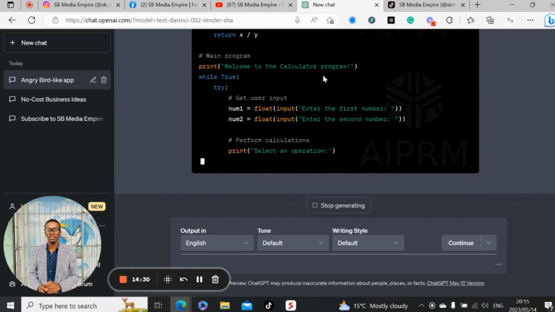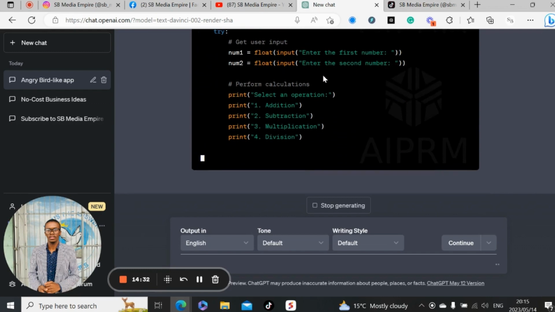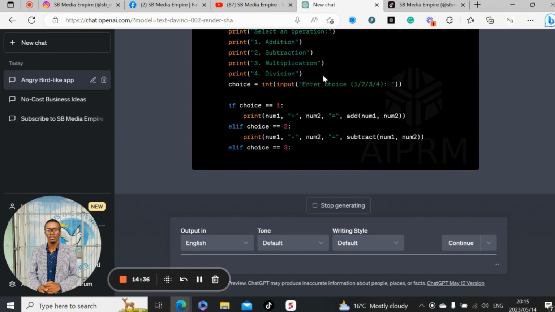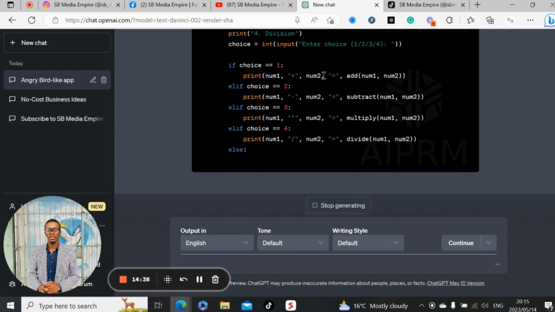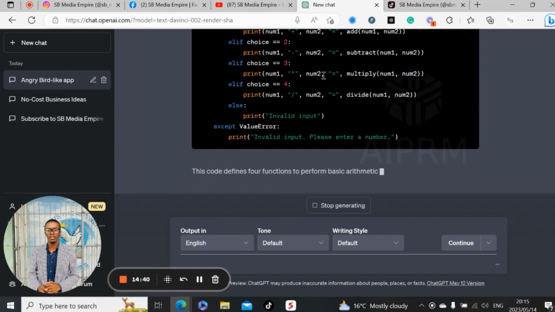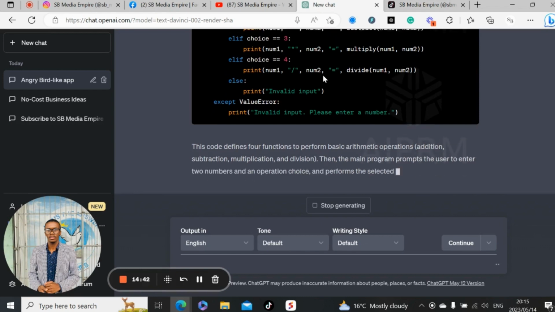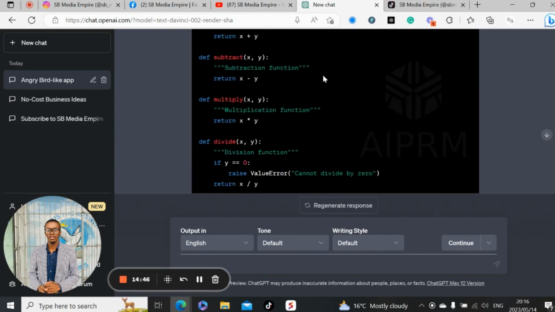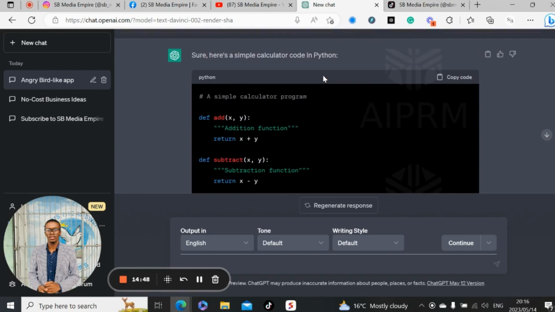So you can see this is valuable for people that are interested in coding, or developers like I just said, or if you want to learn about coding and all of that, you can simply do that. This is the magic that can happen.